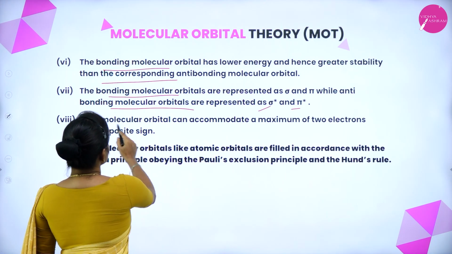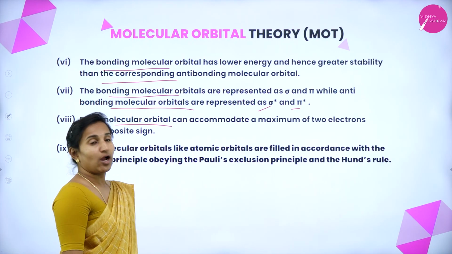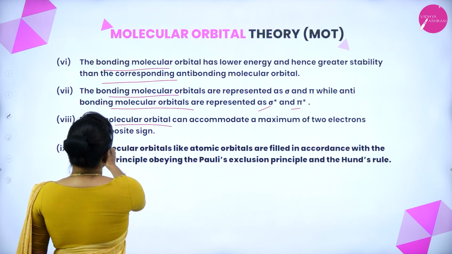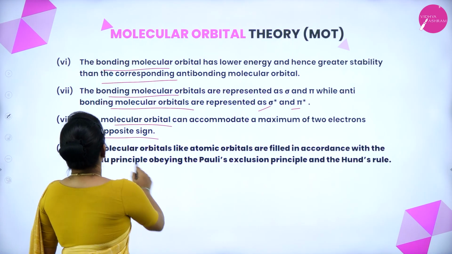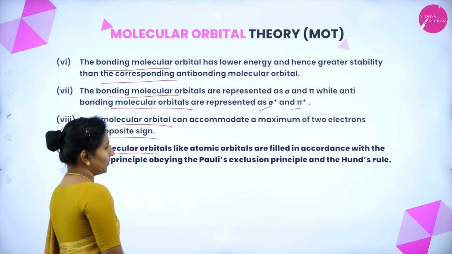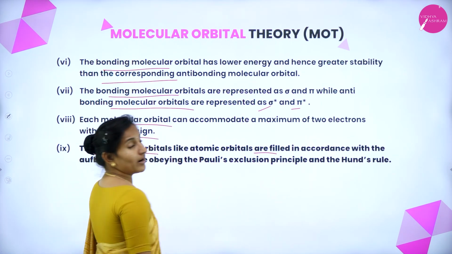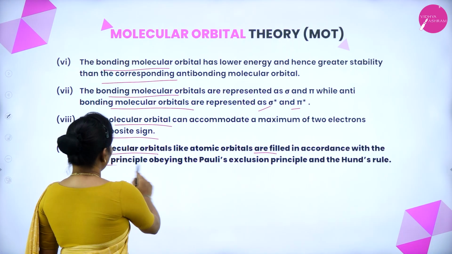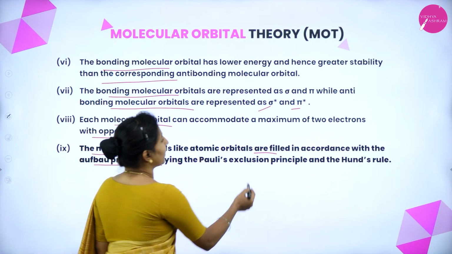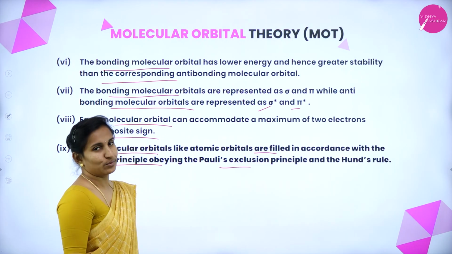Each molecular orbital can accommodate a maximum of 2 electrons with opposite spin, and the molecular orbitals, like atomic orbitals, are filled in accordance with the above principles, obeying Pauli's exclusion principle and Hund's rule.